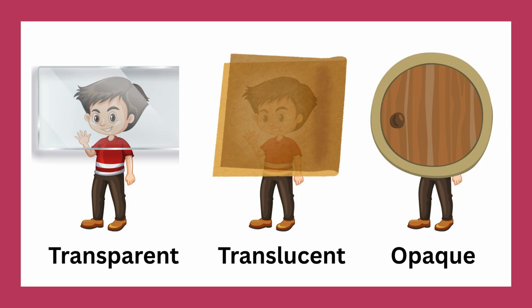Can you see through it? Some things are easy to see through. A glass window is transparent. You can see everything clearly on the other side. Other things are translucent. If you hold a piece of oiled paper up, you can see light through it, but you can't see clearly what's on the other side. And some things are opaque. You can't see through them at all, like a wooden door or a book.